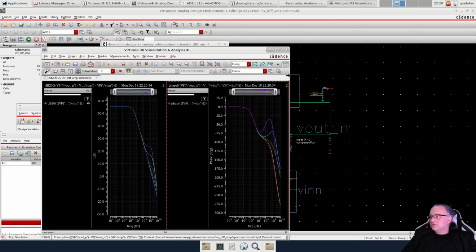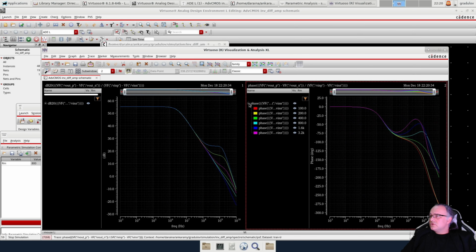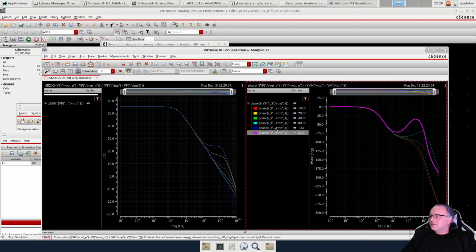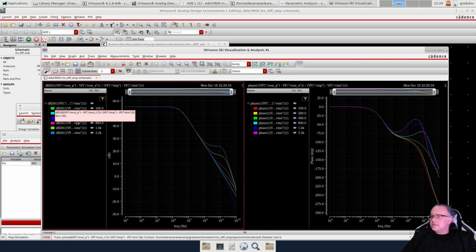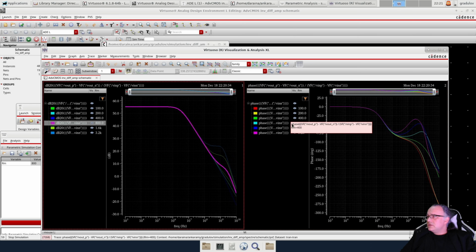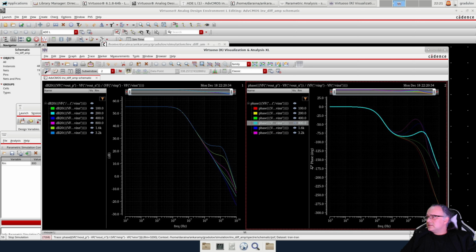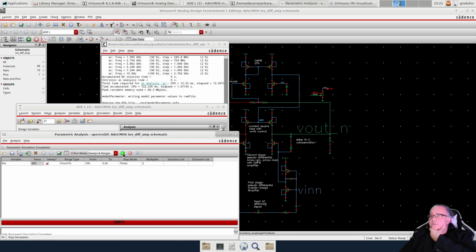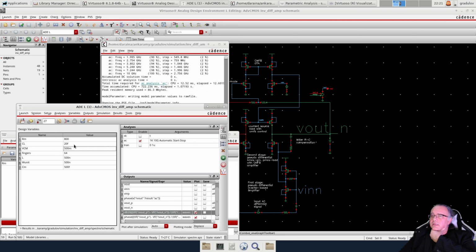Here it is. So you can see these are the phases for different values of the resistors, and basically what takes place is that the zero shifts, because the transmission zero depends on the value of the resistor, and the transmission zero shifts in the frequency domain. And then having these graphs, you can choose the value that gives you the largest phase margin. So in this case I chose 800 ohms. So I'll go back, and then this is 800 ohms.